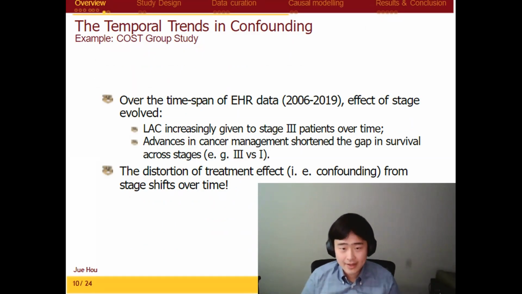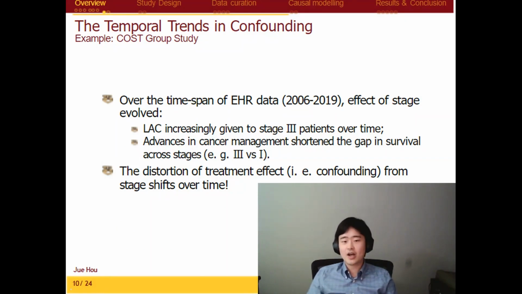Another element which is new in EHR studies is that we usually have a long time span of collecting data. For example, for this study, we collect data from 2006 to 2019. So many things have changed. A lot of targeted therapies underwent clinical trials, and then they were approved and put into use gradually and became more popular, moving up their lines, from the second to the first, right? So a lot of things have changed.